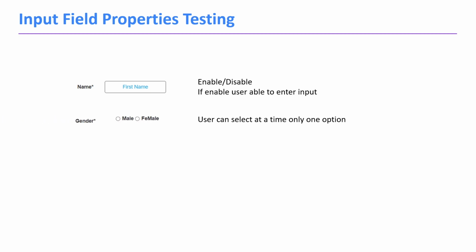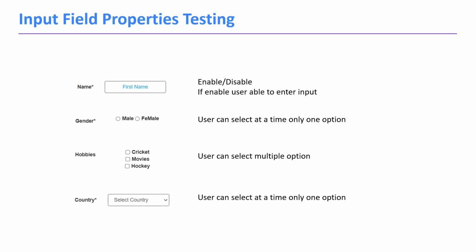Next is a radio button. The property of a radio button is, if there are multiple radio buttons, the user should be able to select only one radio button at a time. That is the property of a radio button. Next are checkboxes. The property of checkboxes is that the user can select multiple checkboxes at a time.